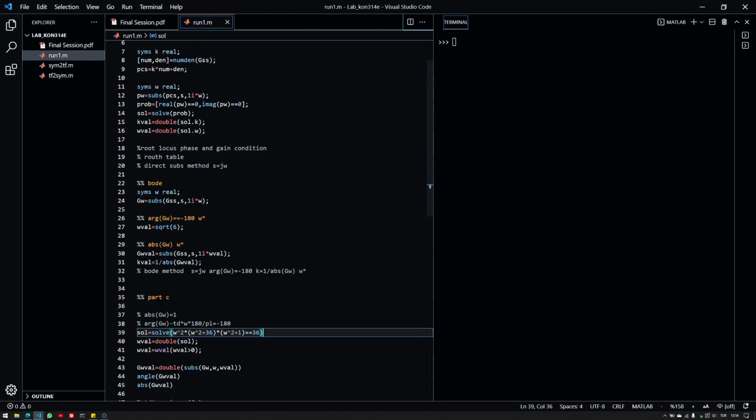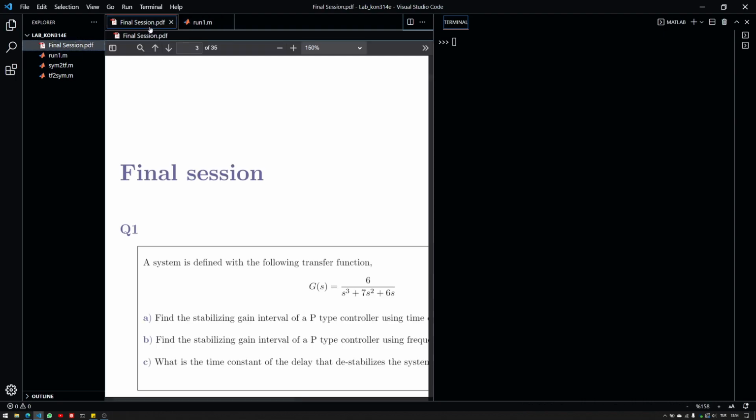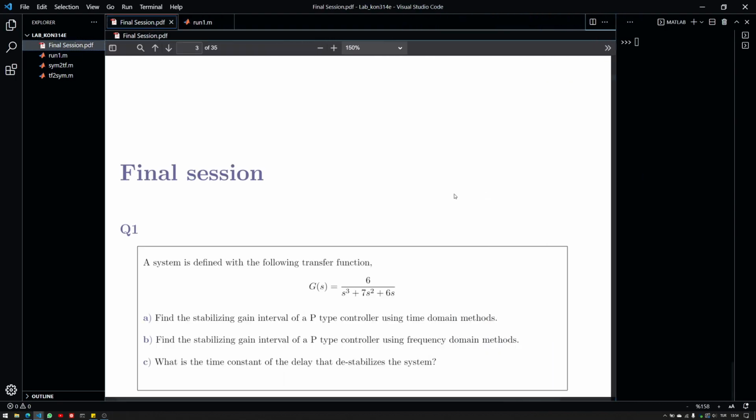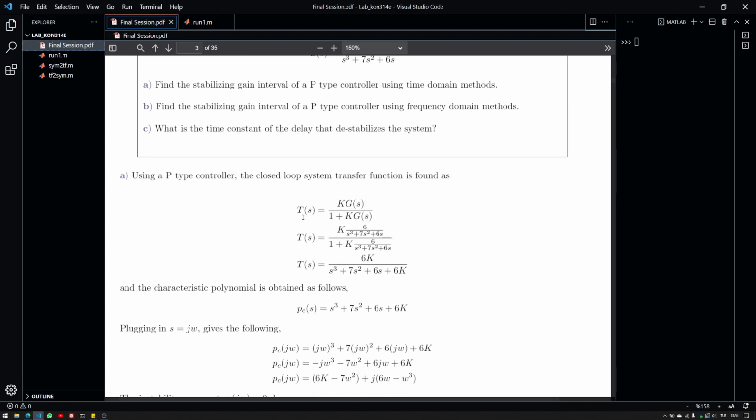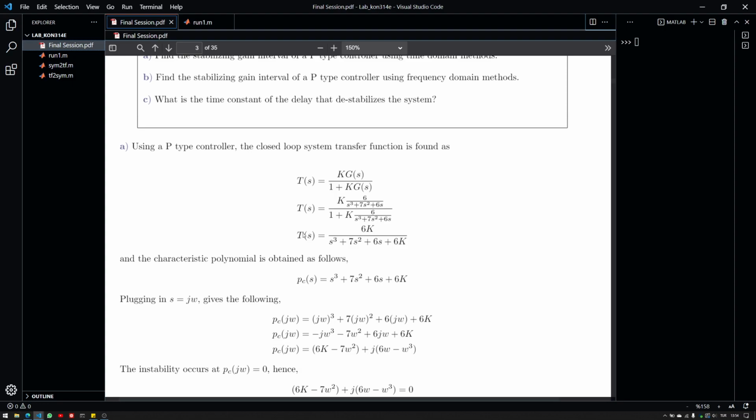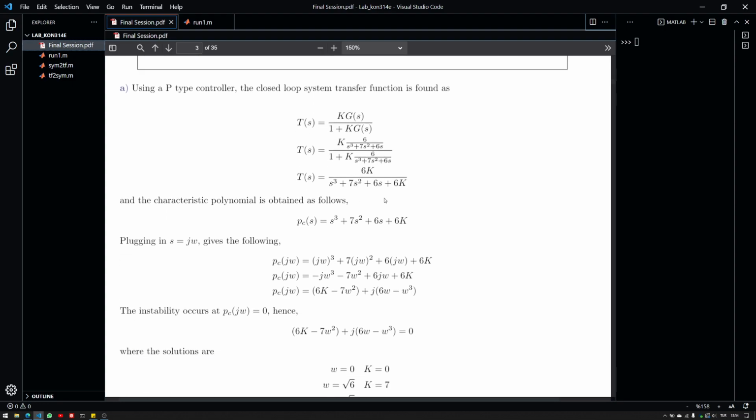So let's recap, and for the recap let me use my PDF because a better documentation is available there. So what we've done in this part here is we've looked at the P-type controller, stability interval, and then also some destabilizing delay that can be added to the system. So let's start with A again. We have this closed loop here, k times gs divided by 1 plus k times gs. And we've looked for the closed loop expression because at this point we can use the polynomial methods that are available to us in order to determine the stability interval.